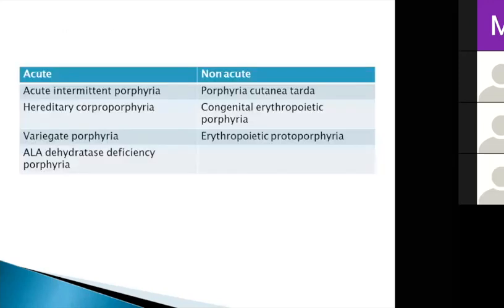So this is the classification. We've got 4 different types of acute porphyrias. The first one is acute intermittent porphyria. The second is hereditary coproporphyria. The third one, and the commonest in South Africa, is variegate porphyria. The fourth one, and the rarest, is aminolevulinate dehydratase deficiency porphyria. I'm not going to dwell much on the non-acute ones because they do not lead to a neurovisceral crisis, which we fear the most in our department.